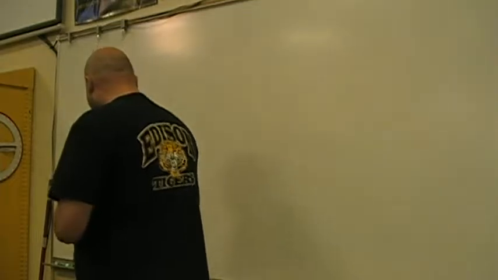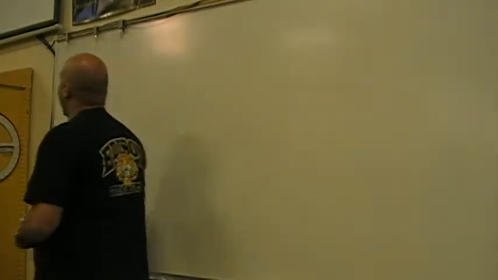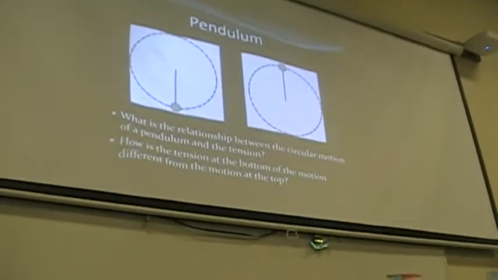So a pendulum is just some type of object that's connected to a string. It could be a rock, it could be a toy, it could be a spicy chicken sandwich. Whatever you want to tie to a string and have it swing around in a vertical circle, okay? So this is not a top view, this is a side view. So we're going to try to figure out how a pendulum experiences circular motion.